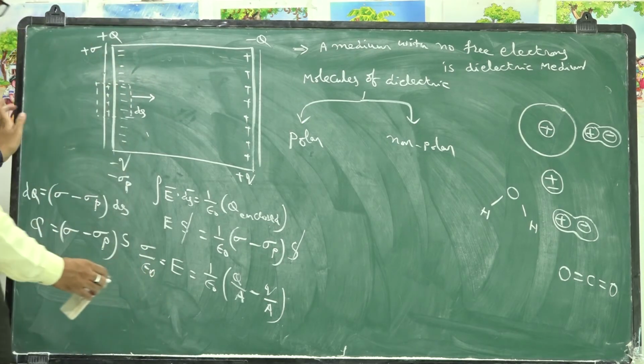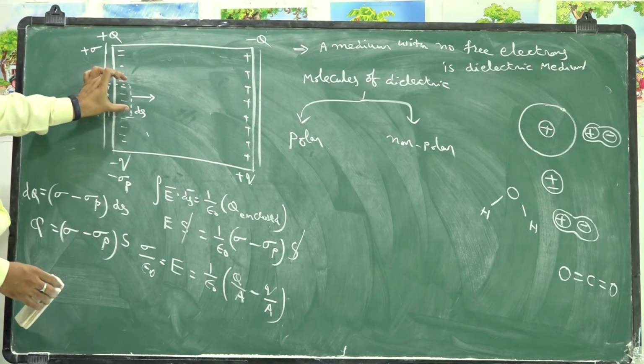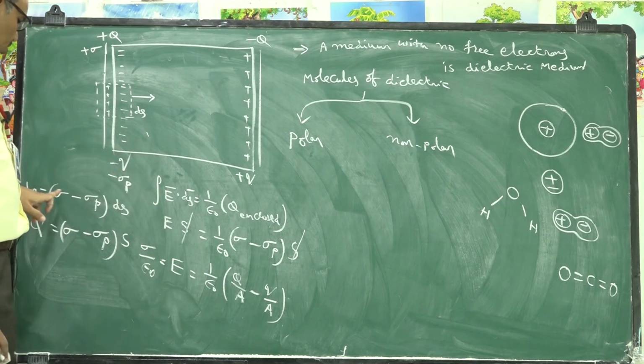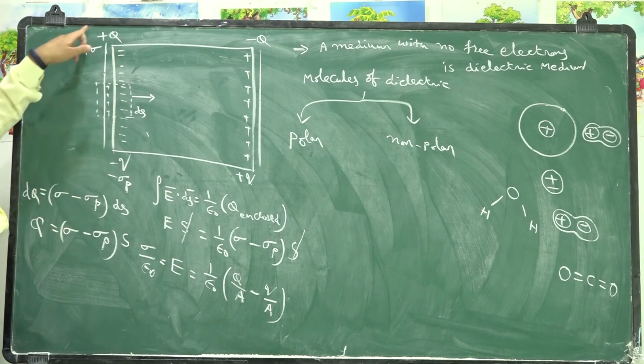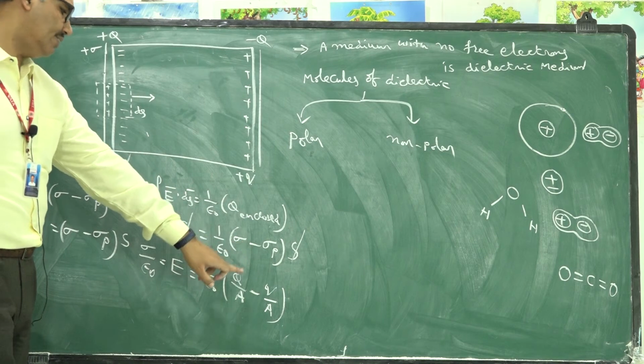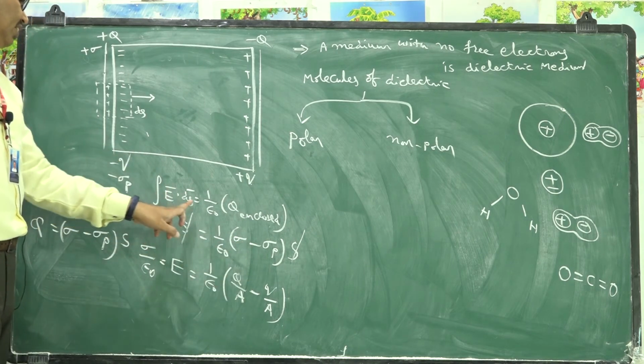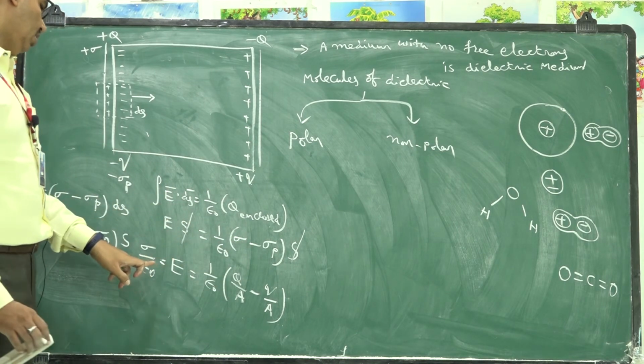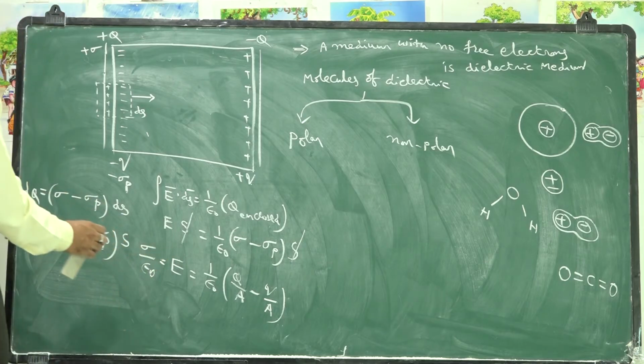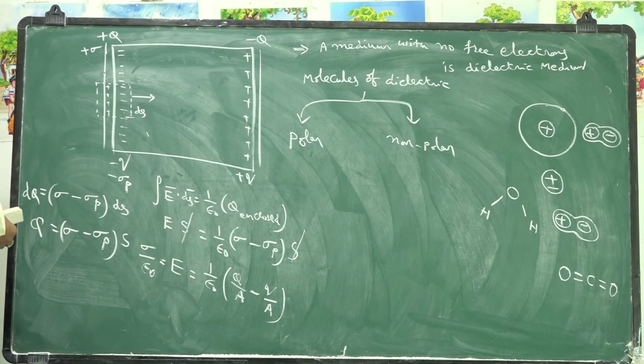I hope you understood here. If I take the small Gaussian surface, the charge enclosed is given by this. If I take the big Gaussian surface, the total charge enclosed is like this. Then integral ds becomes the total surface area. E is equal to 1 by epsilon naught, q by A minus this one.